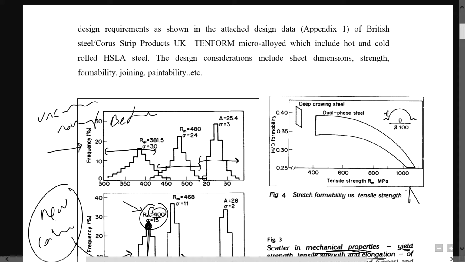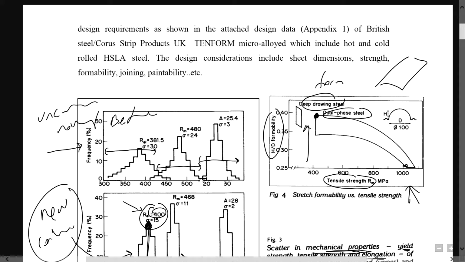Over here there is tensile strength, and it's talking about formability against tensile strength. If you are able to form, meaning you are forming the shape, so if you can better form the shape, then the tensile strength will be lower. If you can't form the shape properly, then the tensile strength is higher. Is it trying to say that? I also don't know. It's a dual phase steel and a deep drawing steel.